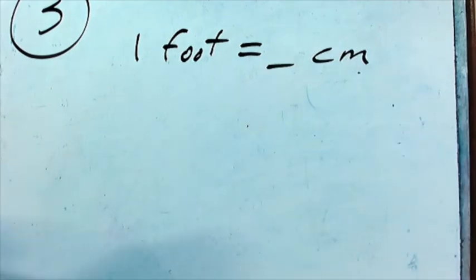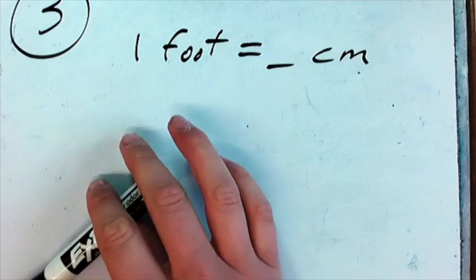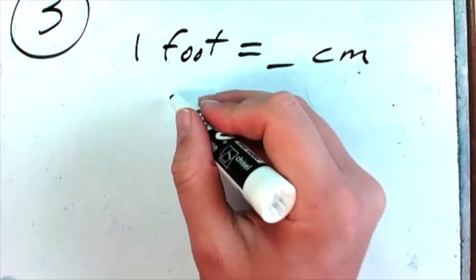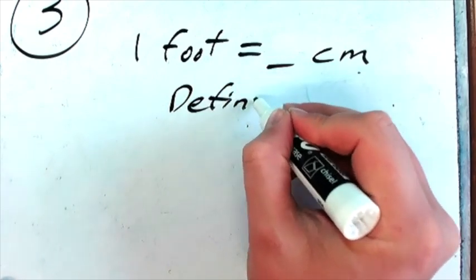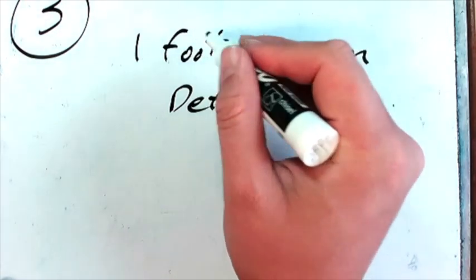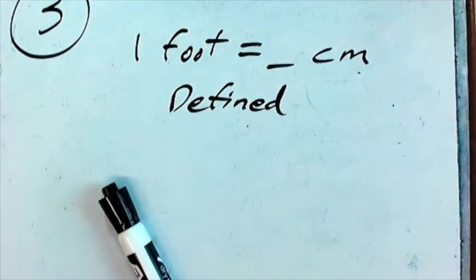Well, this is where we actually need to go online and look, because the conversion is set. This rate is defined. You can't just guess this. The 1 foot equals a certain number of centimeters. And so I'm actually just going to check my computer here, and I'm going to type in 1 foot in cm.